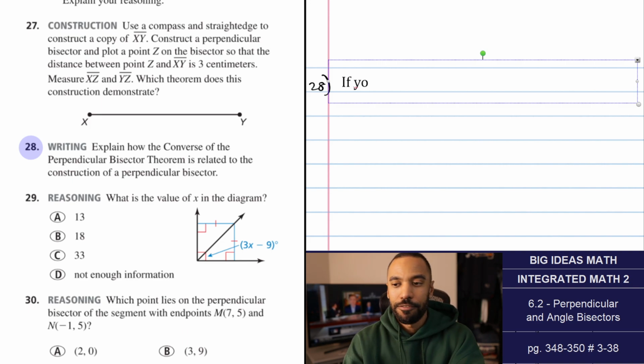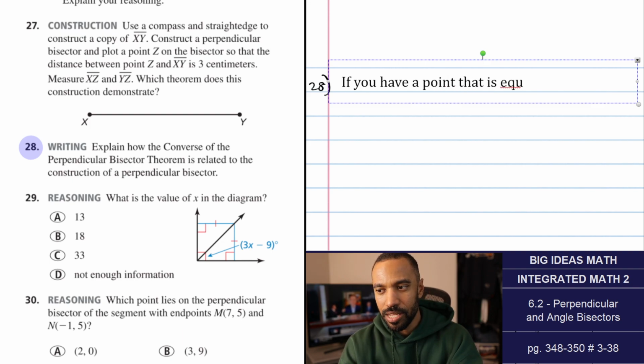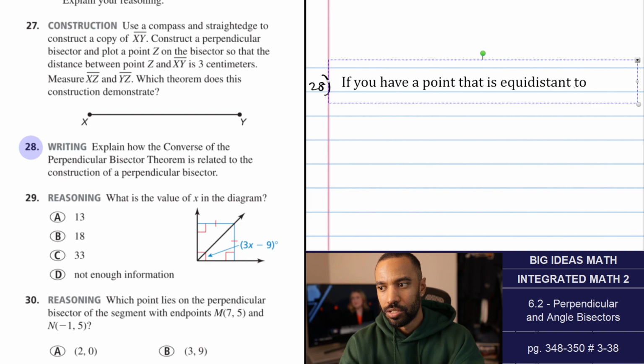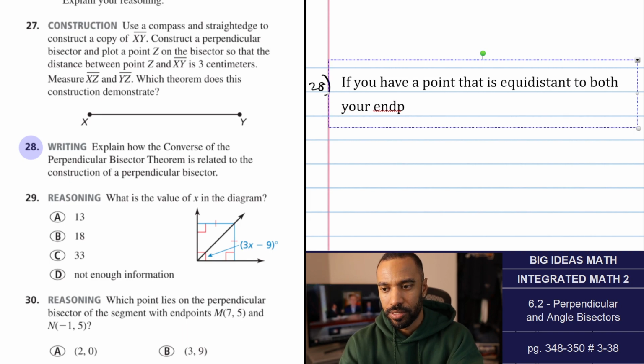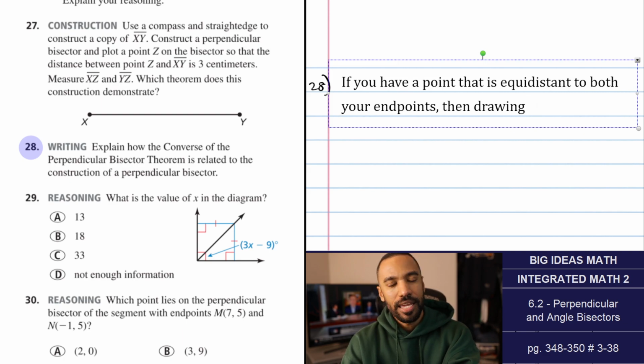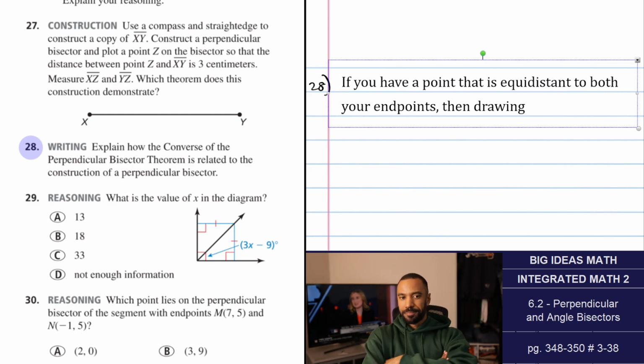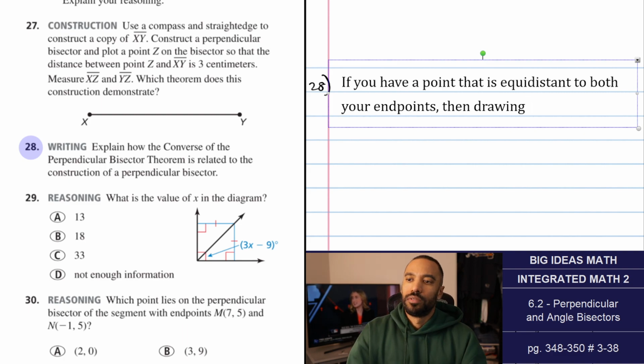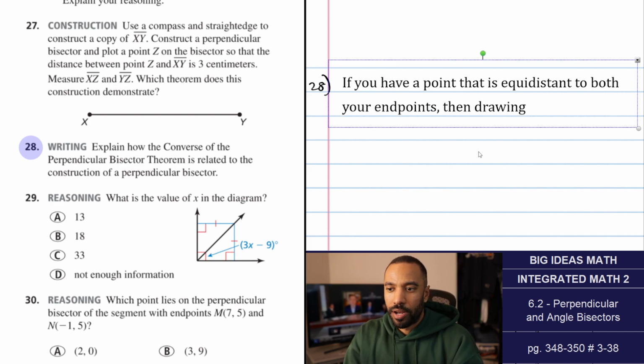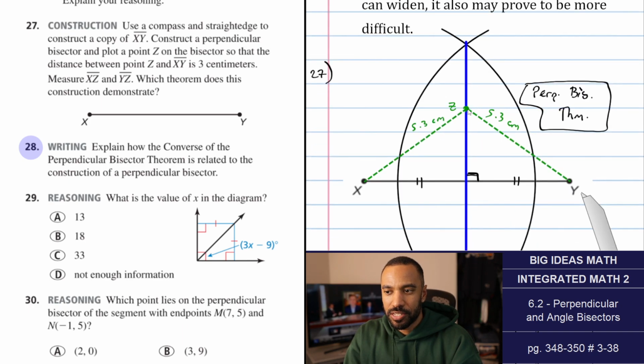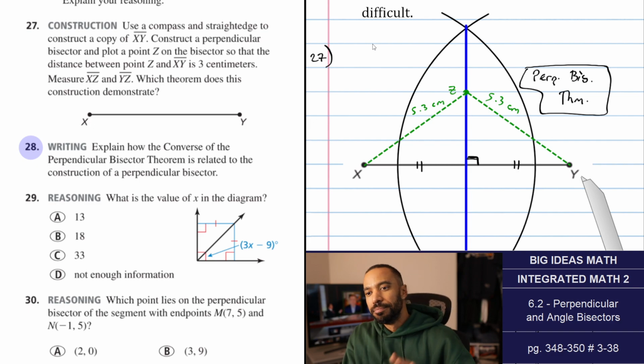So let's see. Explain how it's related. Okay. If you have a point that is equidistant to both your endpoints, then drawing, then either, well, let's see. Oh, timeout. Hold on. I do think they do mean construction. I think it does have to do with this problem. So let me go back.